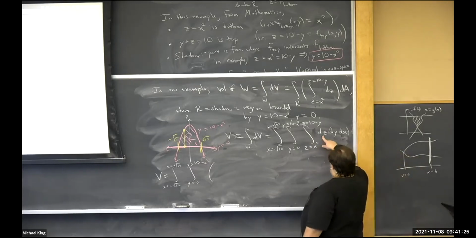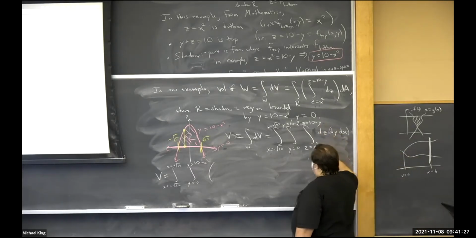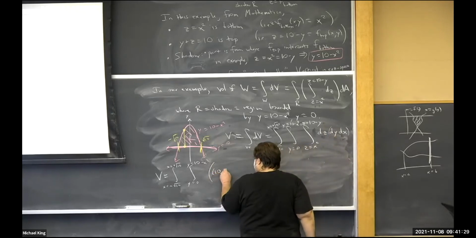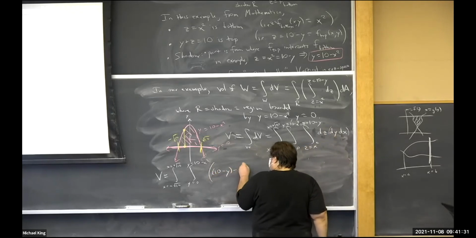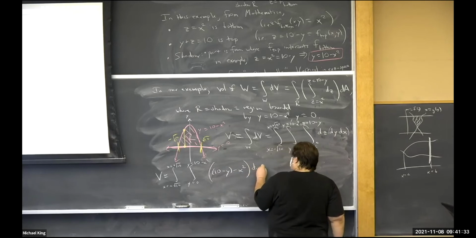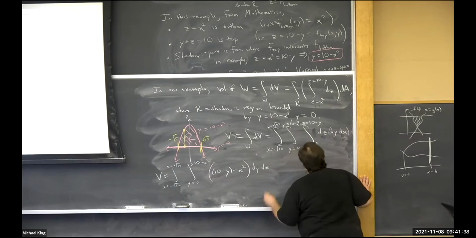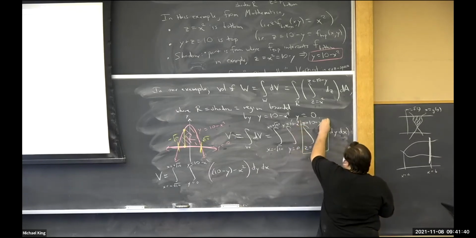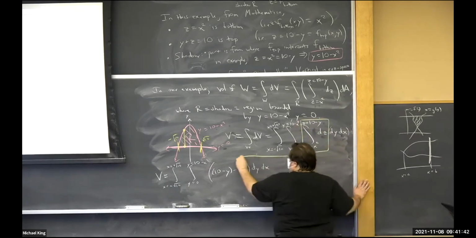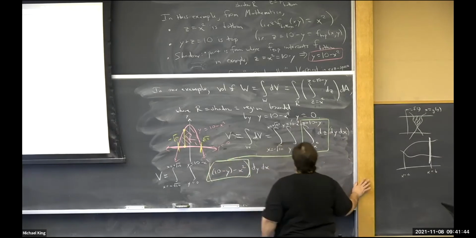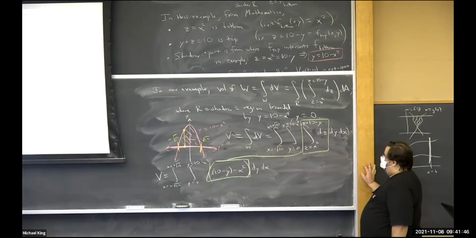So when we integrate this, we just get z. So we get 10 minus y minus x squared, right? Because that's what this integral right here is just equal to that. It's just z from those 2 endpoints, right?